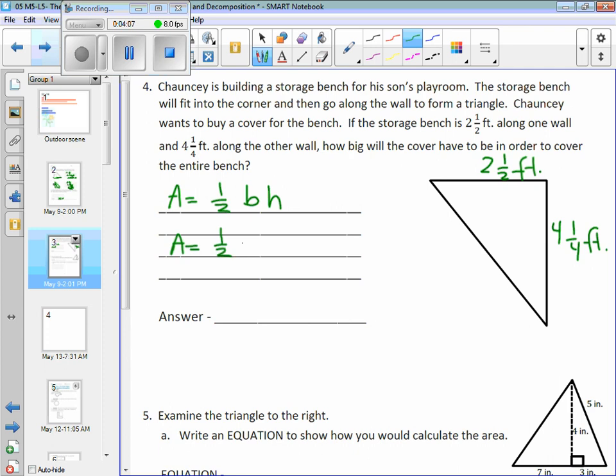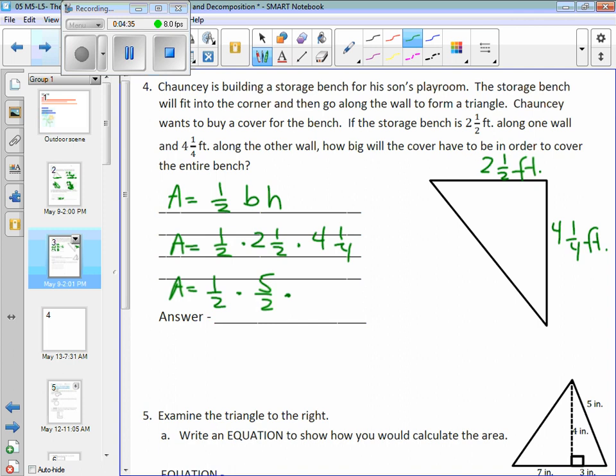The base is 2.5. And again, you could have this reversed, it's okay. And 4 1/4. What do I have to do next? Peyton. Make it into an improper fraction. Yes, you do. When you do that, 2.5 becomes 9 over 2. 5 over 2.